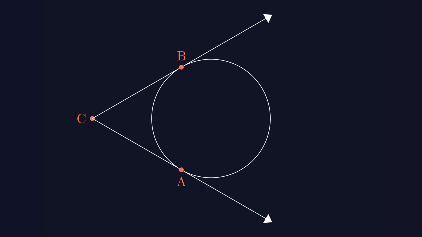Now let's draw two tangents from a point C outside the circle. As we said earlier, the radius drawn to the point of tangency forms a right angle. If the angle at point C is x, then arc AMB would measure 180 plus x degrees, and arc ANB would measure 180 minus x degrees.